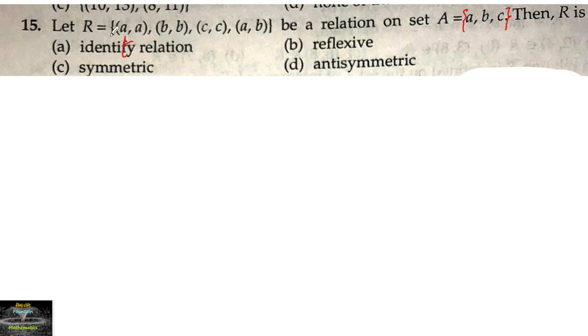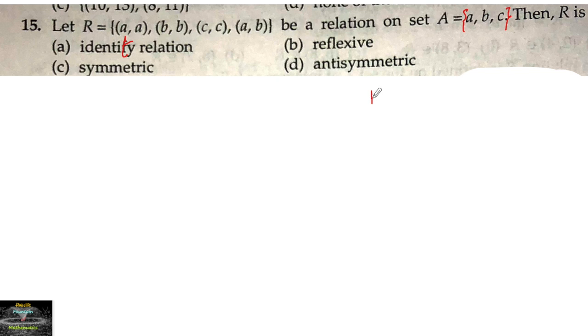Let R = {(a, a), (b, b), (c, c), (a, b)} be a relation on set A = {a, b, c}. Then R is... So here four options are given. We need to verify them: identity relation, or reflexive, or symmetric, or antisymmetric. So first let us see all these definitions.